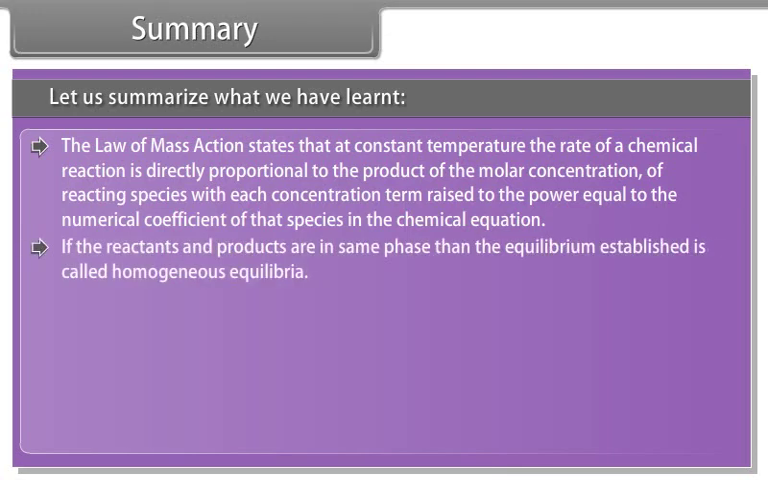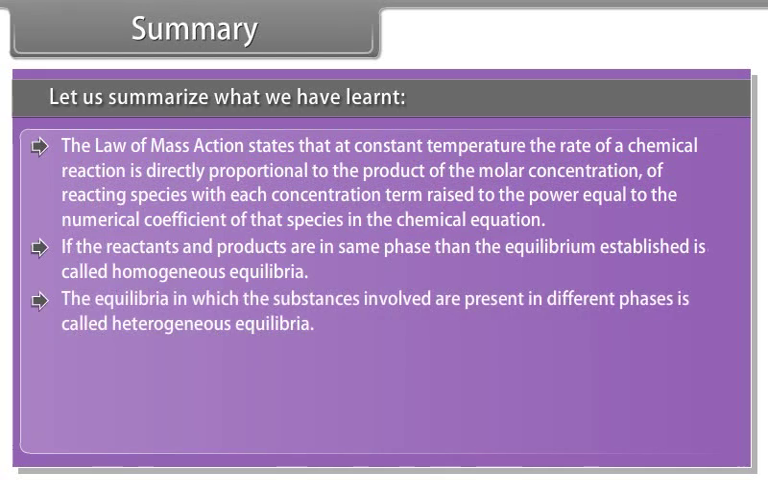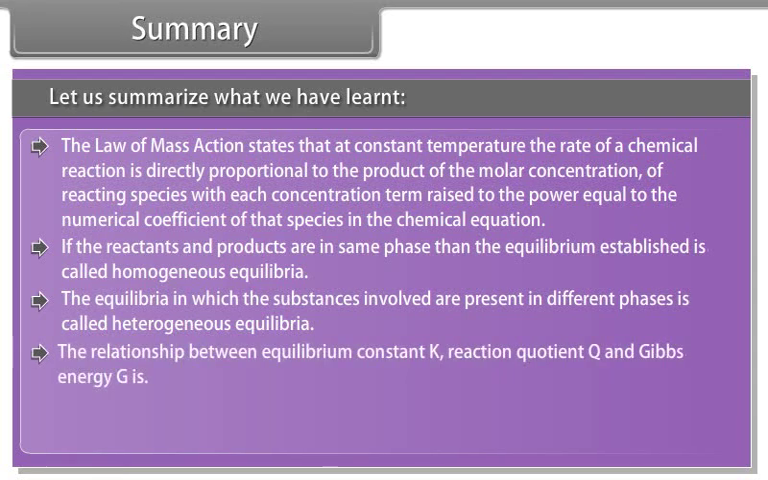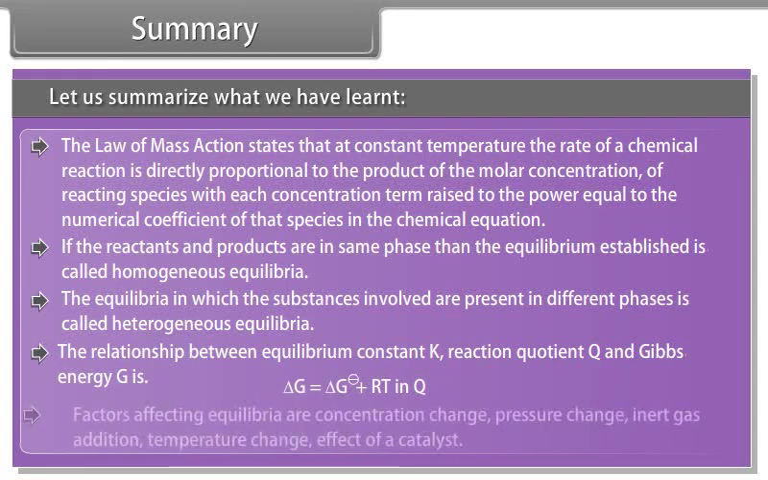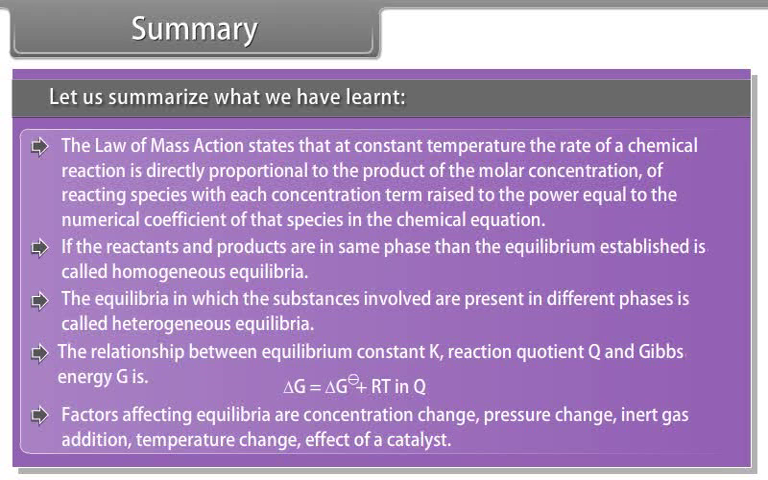If the reactants and the products are in the same phase, then the equilibrium established is called homogeneous equilibria. The equilibria in which the substances involved are present in different phases is called heterogeneous equilibria. The relationship between equilibrium constant K, reaction quotient Q, and Gibbs energy G is established. Factors affecting equilibria are concentration change, pressure change, inert gas addition, temperature change, effect of catalyst.